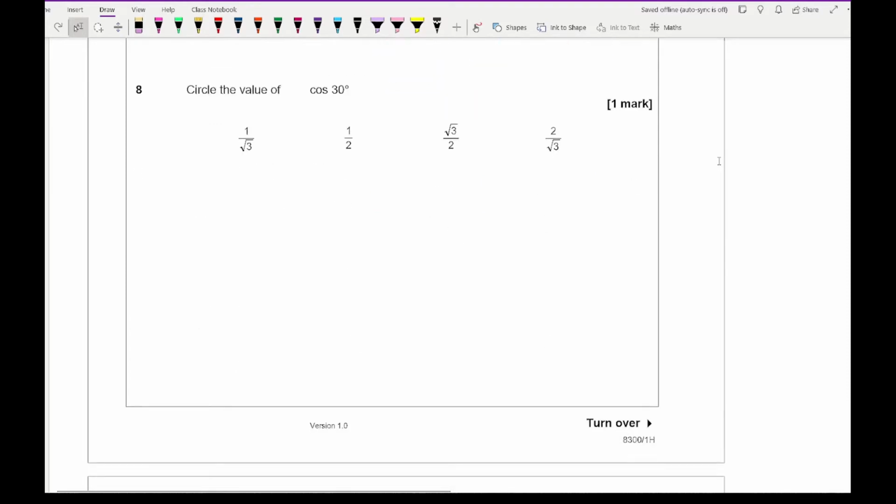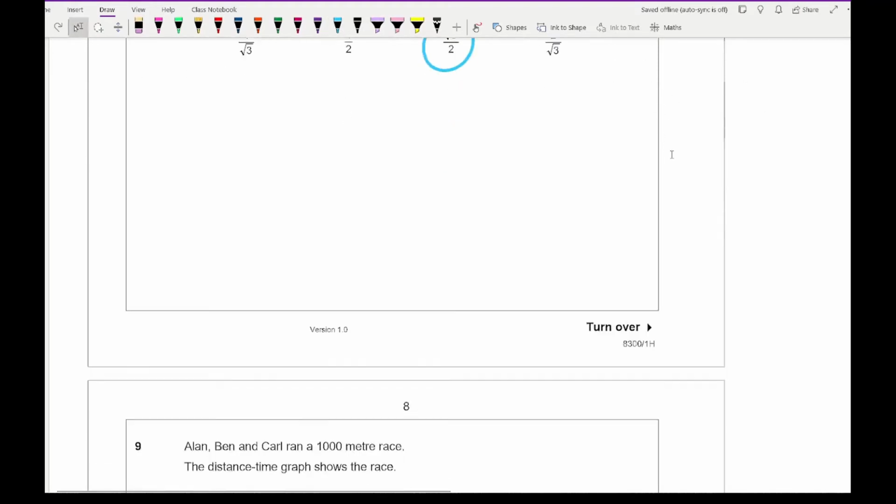For question 8 it says circle the value of cos 30. Well, that's just going to be straightforward in terms of root 3 over 2.